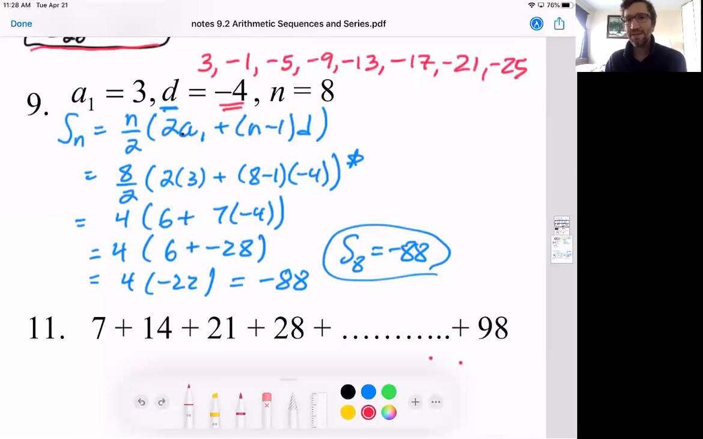I'd like to clarify something. When we're doing the series, what I've written at the top is the sequence. The series would be adding all these, so really these commas should be pluses. But that's going to get kind of messy, so I'm just going to leave them as commas. Those are the terms of the arithmetic sequence that we'd add to find the sum of the arithmetic series.